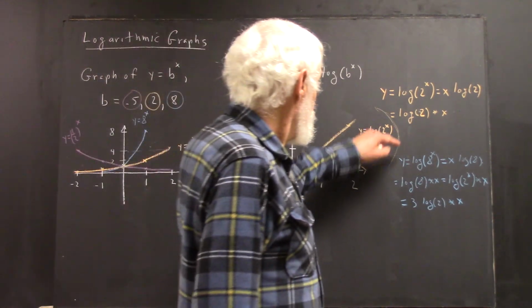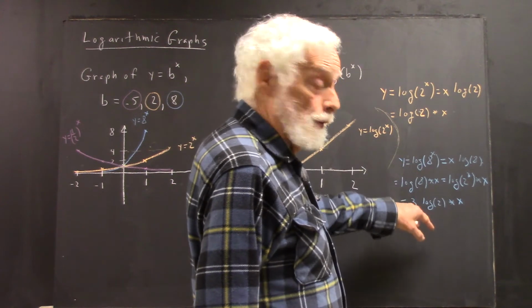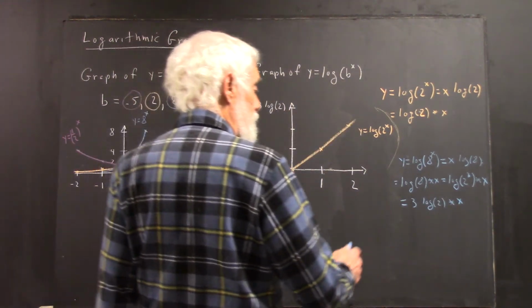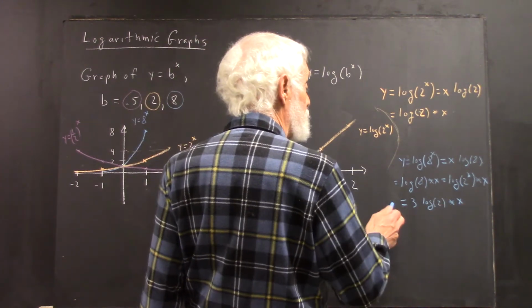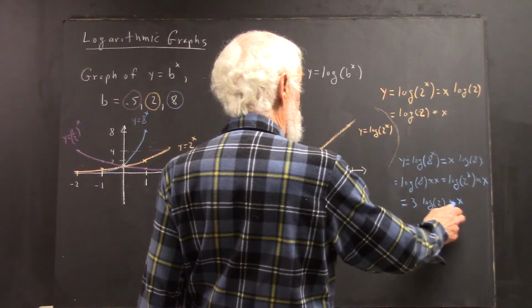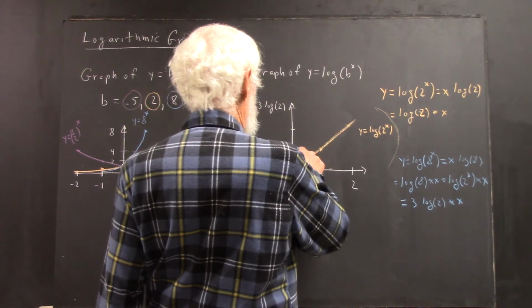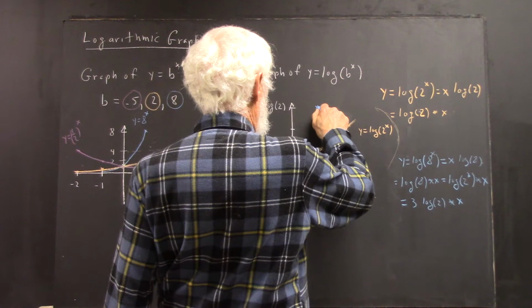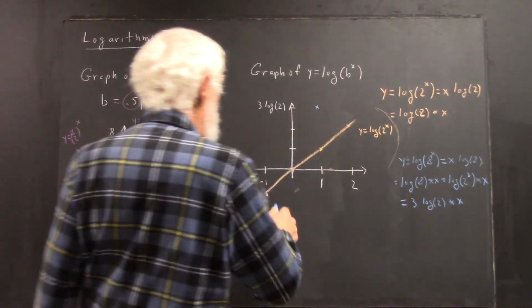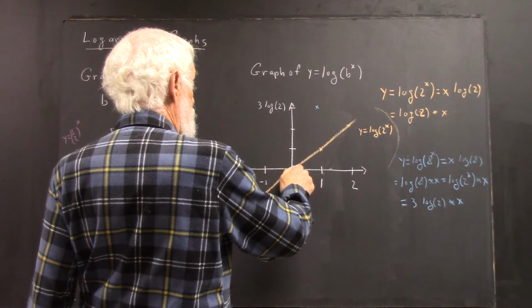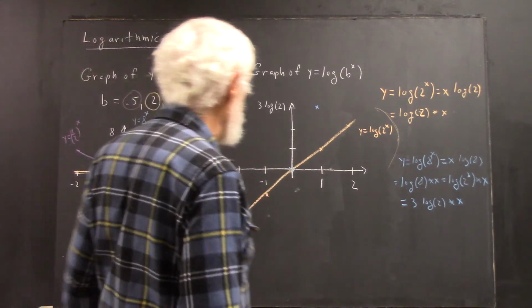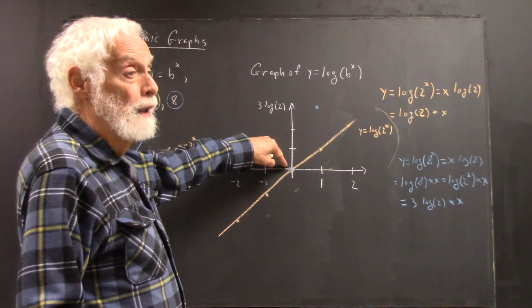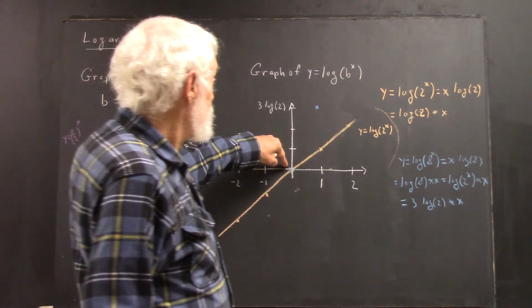So we see that the graph of 8 to the x is this graph of 3 log of 2 times x. So when x equals 1, y is 3 log of 2. So if this is log of 2, here's 3 log of 2. The graph is going to go through this point. And of course, the graph of any of these functions is going to go through 0, because any number to the 0 is 1, and the log of 1 is 0.